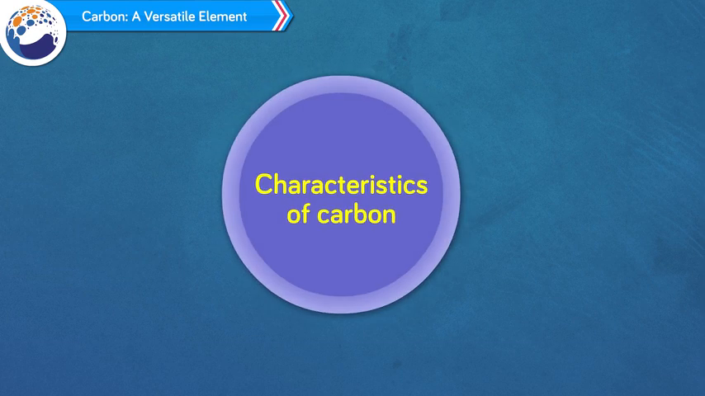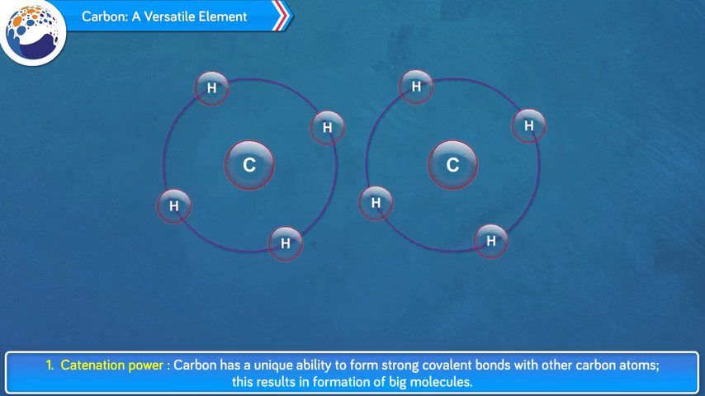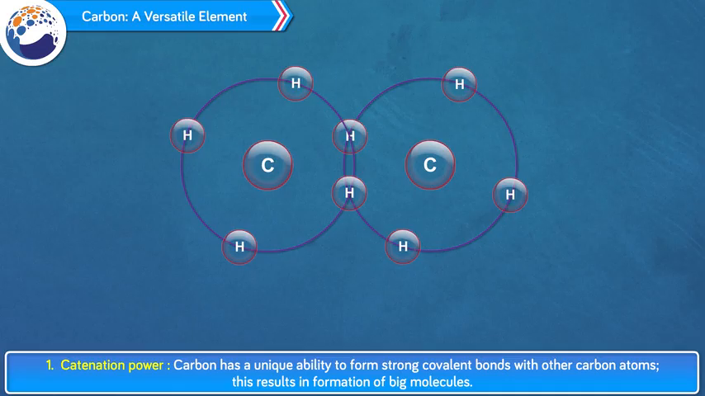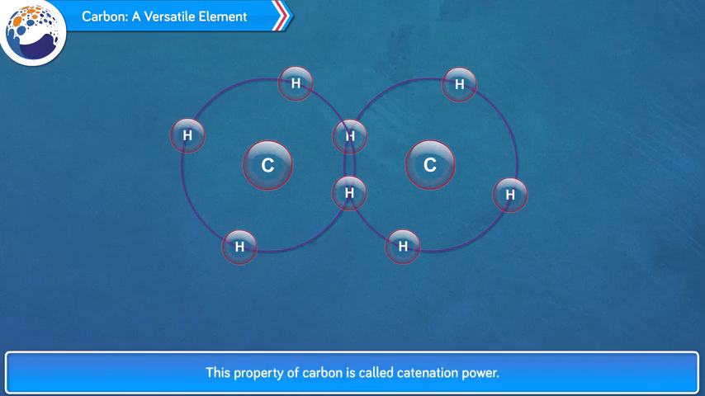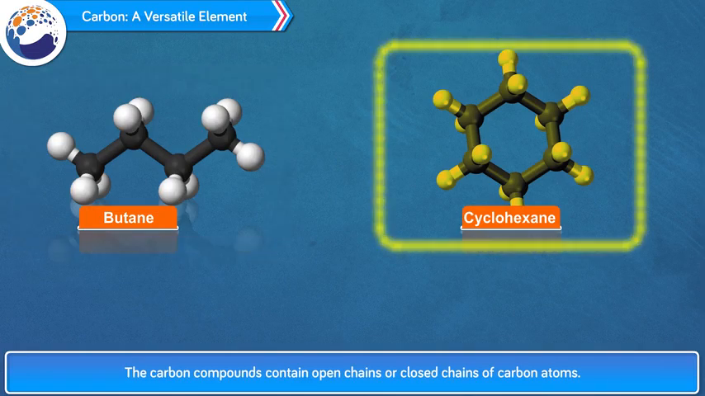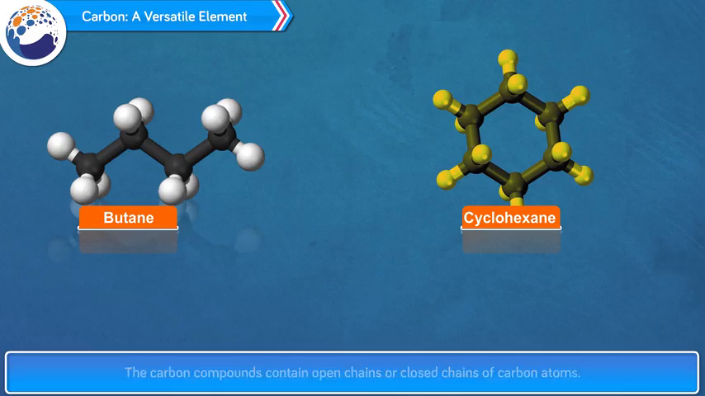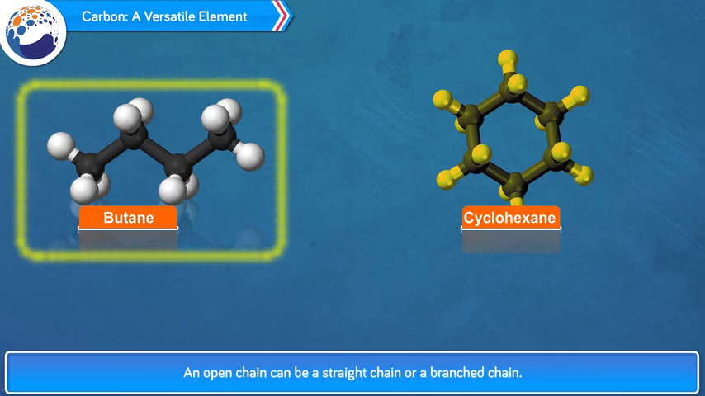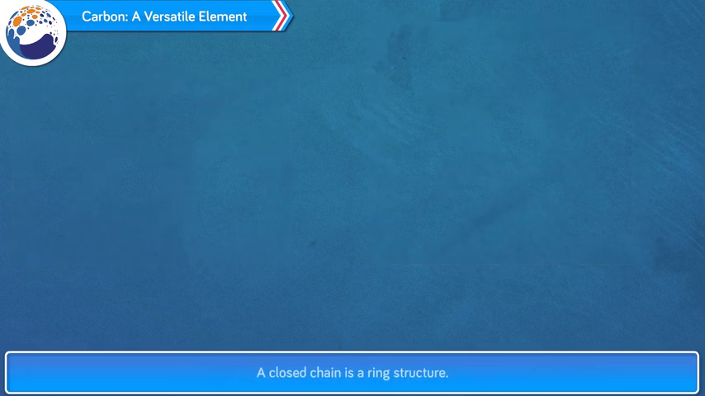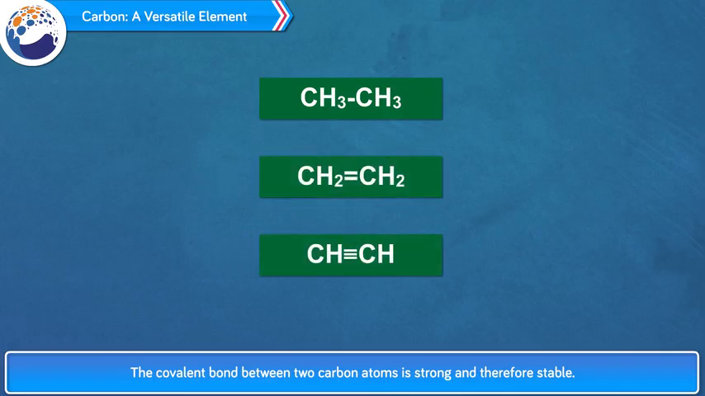Characteristics of carbon. 1. Catenation power. Carbon has a unique ability to form strong covalent bonds with other carbon atoms. This results in the formation of big molecules. This property of carbon is called catenation power. The carbon compounds contain open chains or closed chains of carbon atoms. An open chain can be a straight chain or a branch chain. A closed chain is a ring structure. The covalent bond between two carbon atoms is strong and therefore stable.